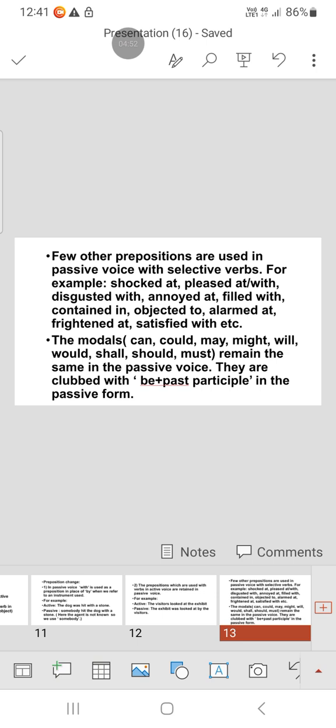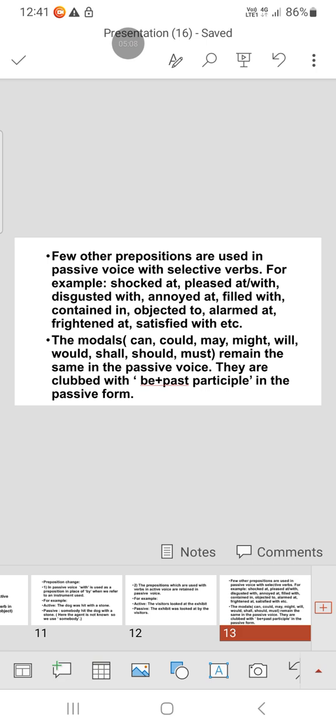A few other prepositions are used in passive voice with selective verbs. For example, shocked at, pleased at or with, disgusted with, annoyed at, filled with, contained in, objected to, alarmed at, frightened at, satisfied with, etc.